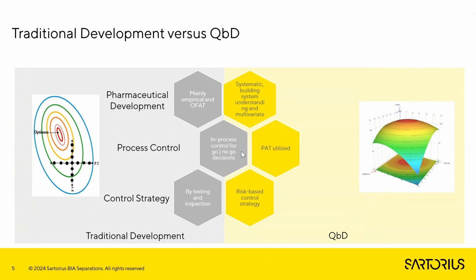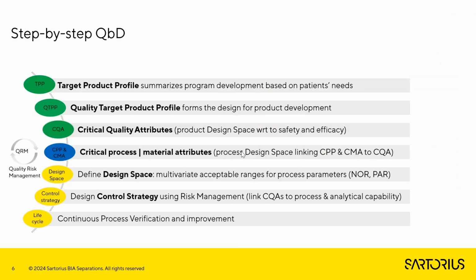And the control strategy differs between traditional and a QBD approach by testing and inspection in the olden strategy, and risk-based control strategy, meaning that because we have a better system understanding, we can better apply risk-based methodology, don't have to test as much because we know where we are based on a lot of prior knowledge. We'll be building this knowledge particularly with respect to IVT reaction in the next few minutes, so it might be easier to understand what I mean there.